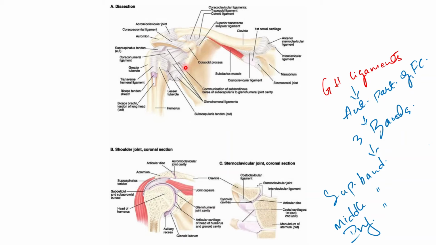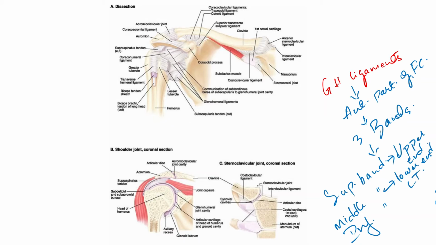The superior band lies parallel to the biceps tendon, and it is attached to the upper end of the lesser tubercle. The middle band is attached to the lower end of the lesser tubercle.